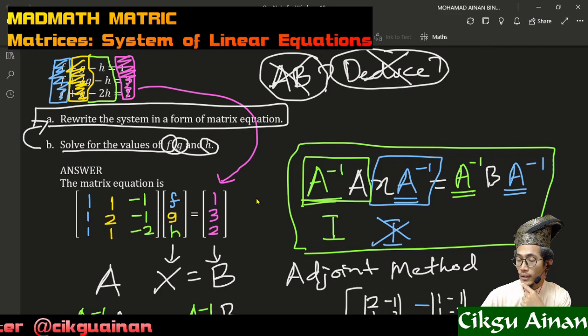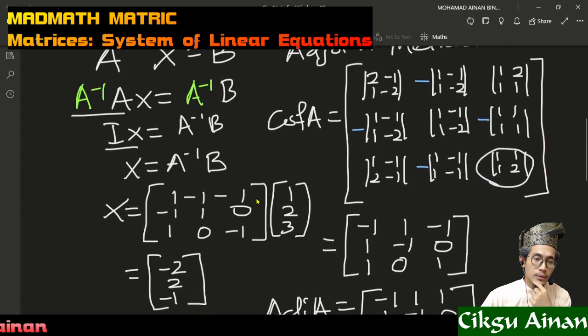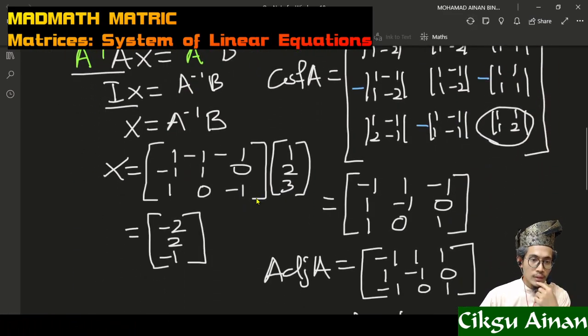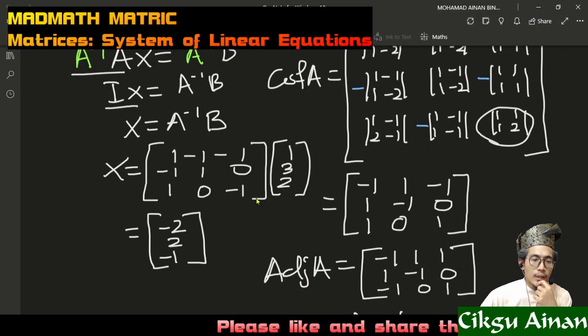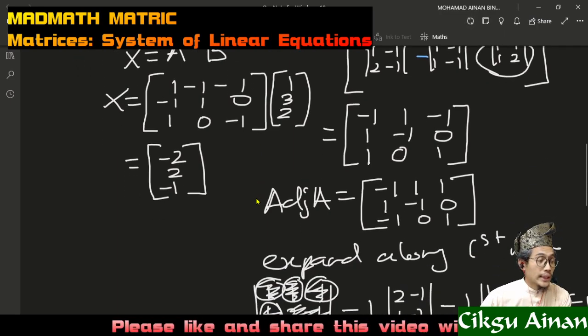Yes, the values are 1, 3, 2, oh wrong, instead of 1, 2, 3. Oh, sorry, 1, 3, 2. Thank you. Okay, thank you. I forgot just now.